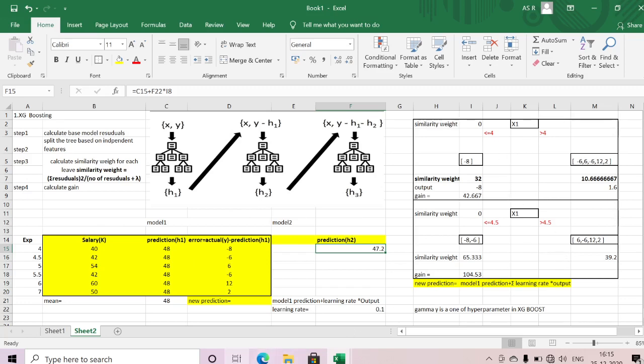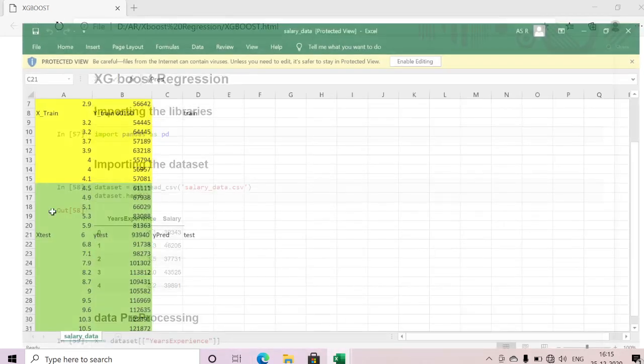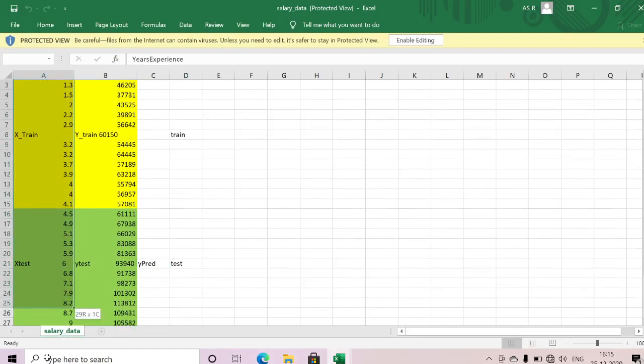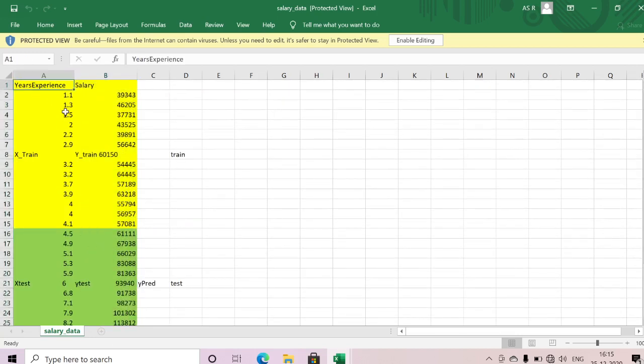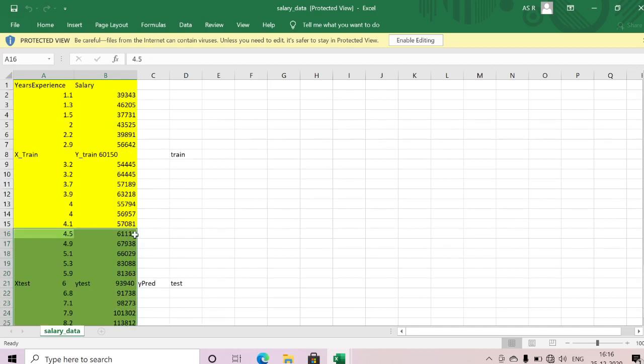This is how we calculate the prediction, and now we know how to train our model and also how to predict. Then we will build our XGBoost regression using a Jupyter notebook. Here I have one sample dataset: years of experience is one column and salary is another column. X is my years of experience, Y is my salary. Here I am dividing it into two parts, a train dataset and a test dataset. The X column goes to X train, the Y column to Y train, and similarly the X column to X test.